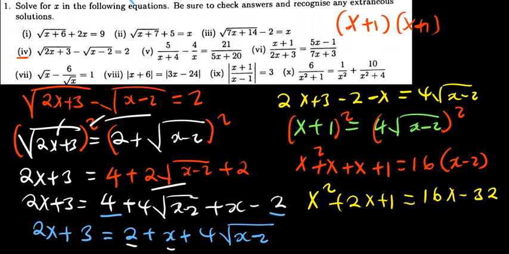Okay. What else? I can clearly see that I've got x squared. I've got again x and a number without x. That is definitely a quadratic equation. Shift everything here to the left hand side so that I have 0 there. x squared plus 2x plus 1 minus 16x plus 32 is equal to 0. Let's get rid of this.